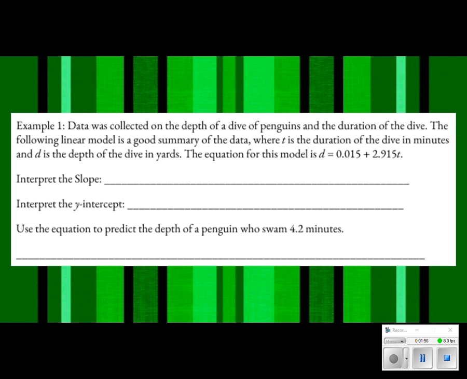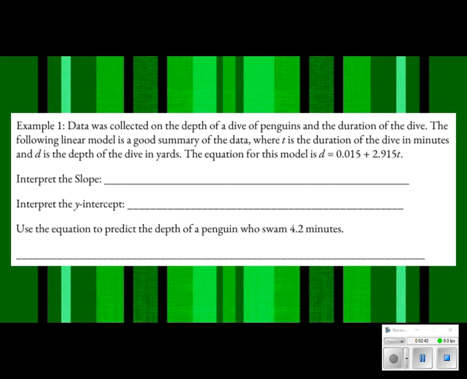So here we go. Example 1. Data was collected on the depth of a dive of penguins and the duration of the dive. The following linear model is a good summary of the data, where t is the duration of the dive in minutes and d is the depth of the dive in yards. The equation for this model is d equals 0.015 plus 2.915t. They want us to interpret the slope and interpret the y-intercept. And then we're going to use the equation to predict the depth of a penguin who swam 4.2 minutes.